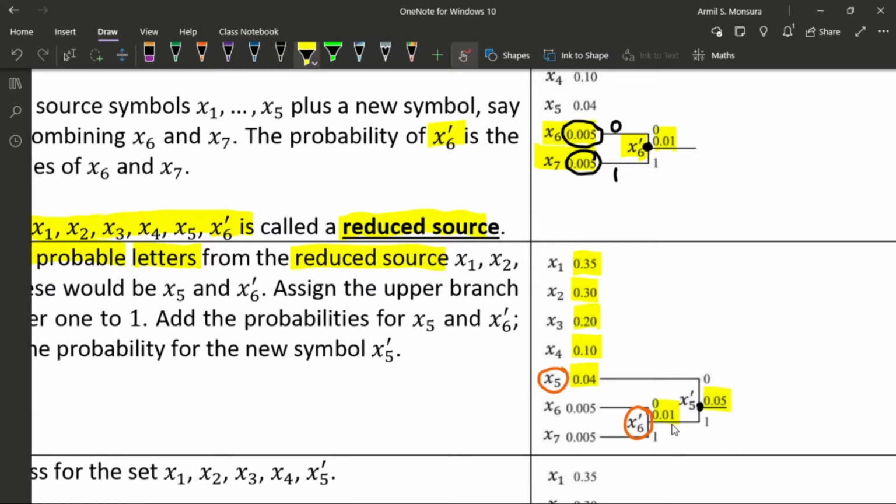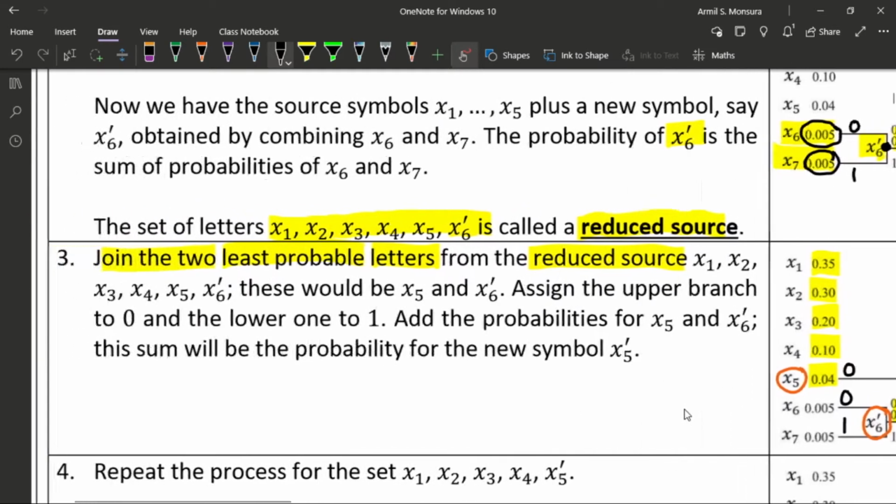And we would assign a code of 0 to the upper branch, and 1 to the lower branch of the code we just made. So we put in the assignments we placed earlier. Now we have the reduced source X1, X2, X3, X4, and X5 bar. Okay, so those are what we will look at.